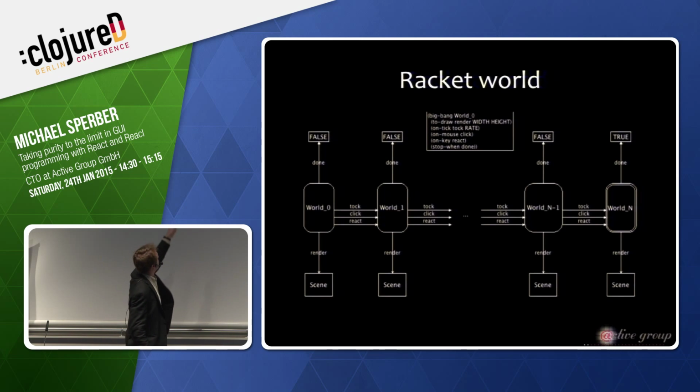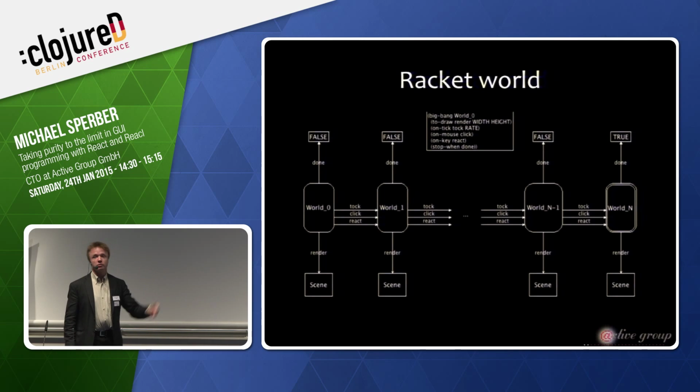Then there's a function that takes the world as an input and renders a scene. It will create the output not via a series of imperative drawing commands, but instead it will create a declarative description of the graphics that is supposed to appear on the screen, and then the World Toolkit itself takes care of actually rendering that.